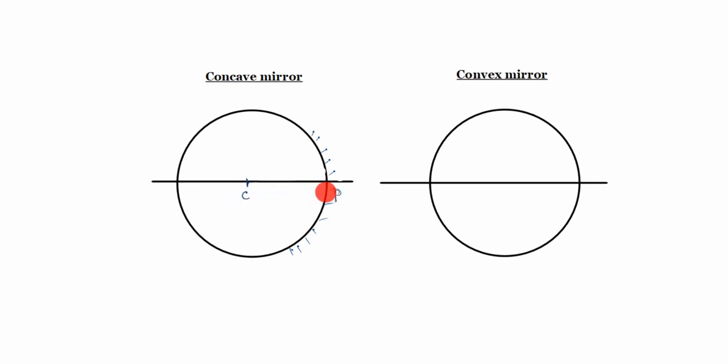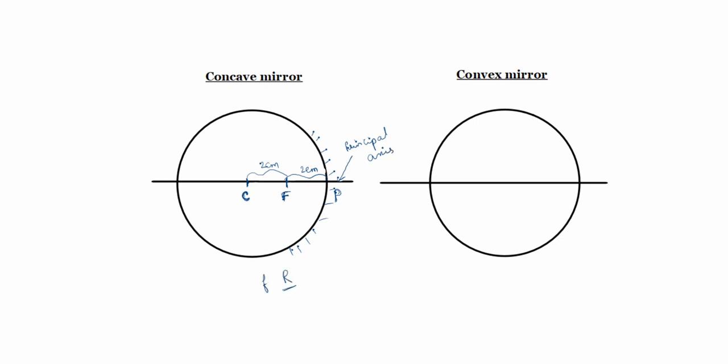How will we define F, the principal focus, in this case? The midpoint of the center of curvature and pole is called the focus. So this point is the principal focus. This value is equal to this value. If this is 2 centimeter, this should be 2 only. So the midpoint of the center of curvature and pole is F. What is this line? This line is the principal axis.